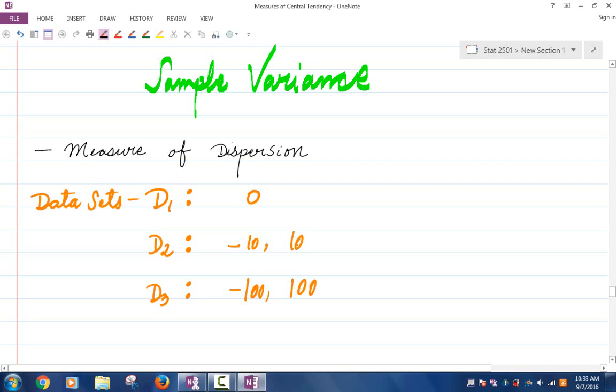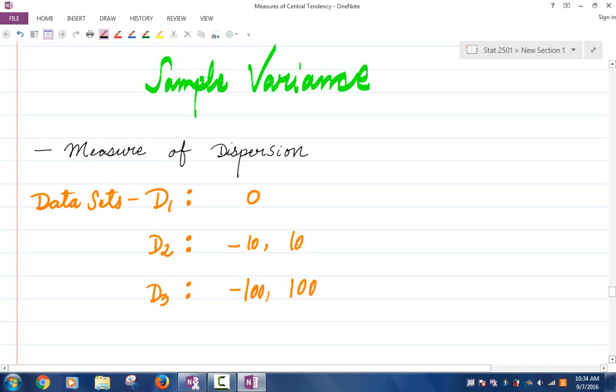Now, what we want to do is find a measure of dispersion. I'm going to explain in a bit what that means. Think about these three data sets. The first data set, D1, has only one value, 0. The second data set has two observations, -10 and 10. And the last data set has two observations again, -100 and +100.